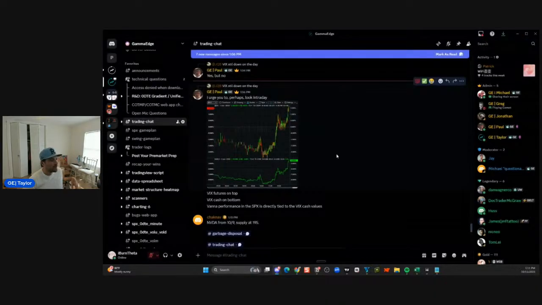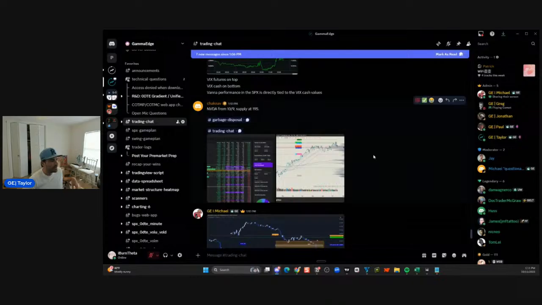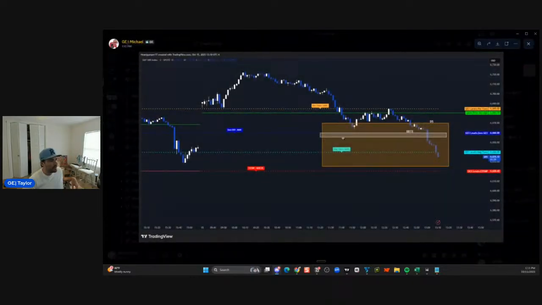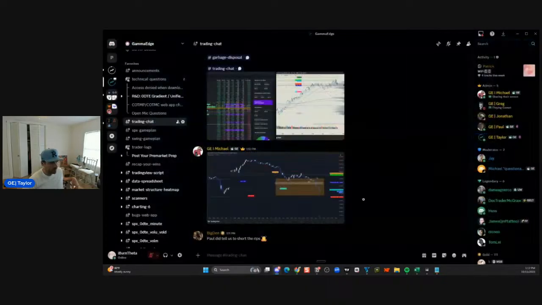Here I'm just looking at our trading chat and seeing what's being posted. Obviously, VIX futures are popping. Yeah, it's a good visualization. Here's our transition zone. This was the range transition zone. Pretty aggressive move.